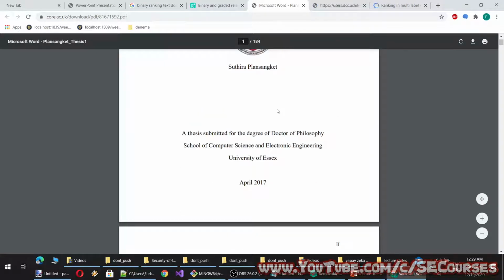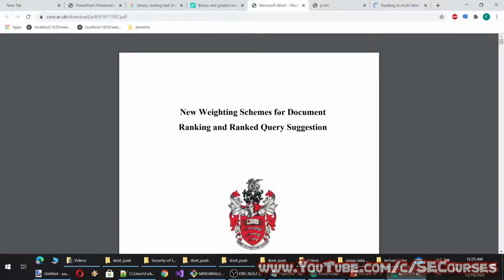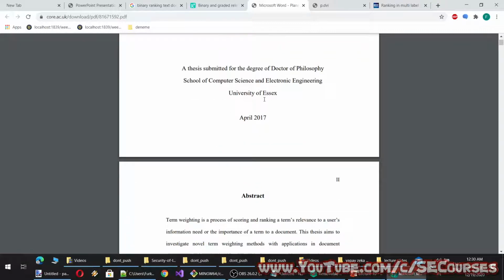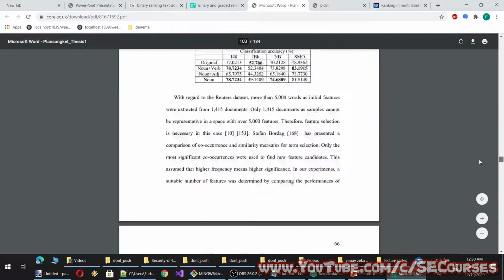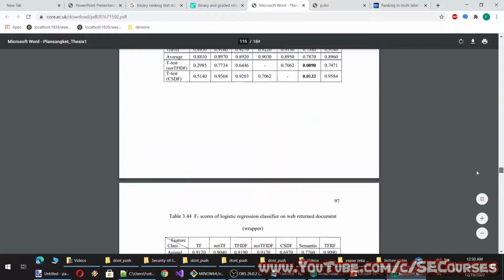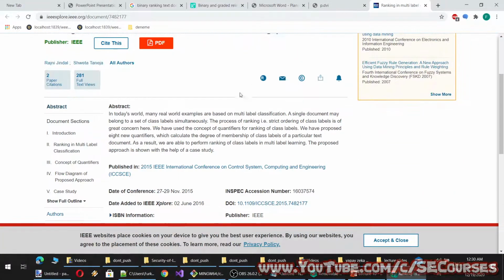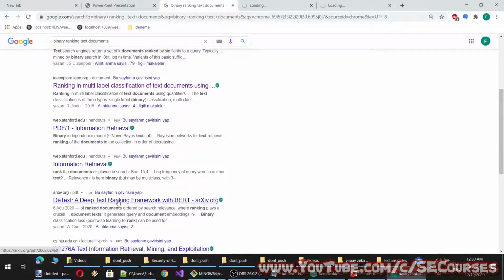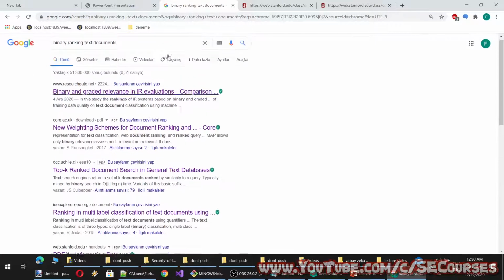Okay, you see, there is a PhD thesis related to new weighting schemes for document ranking and ranked query suggestion. You see, this is a really important topic and a hard topic actually. You can even write a PhD thesis about it. It is not just that simple. However, I will try to find some simple example for you to make you understand.